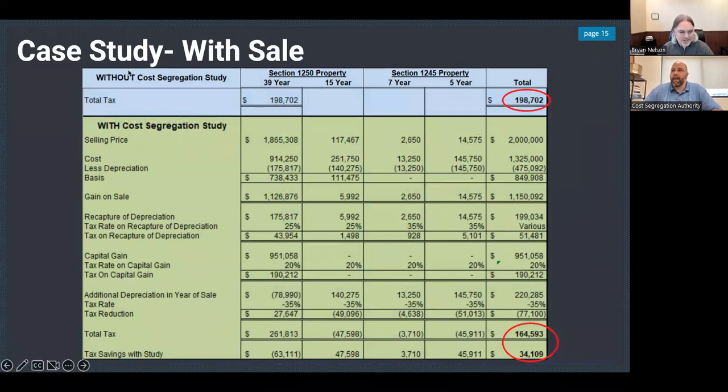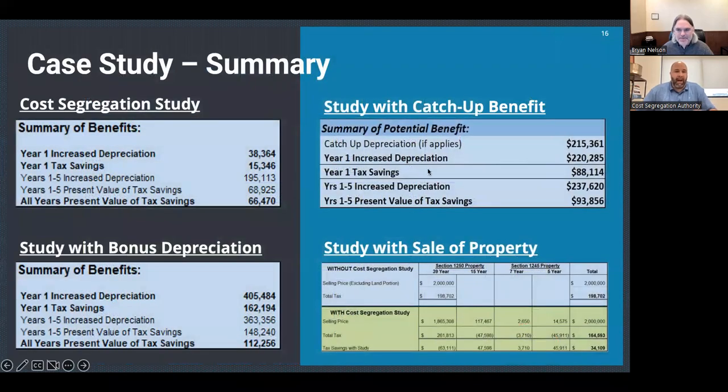Yeah, I love it. We're always looking for tax savings for our clients. So that's a big way to save some taxes. Absolutely. All right. So this slide here, this is just kind of a summary of the 4 different case studies, all on the same building, but in different scenarios.